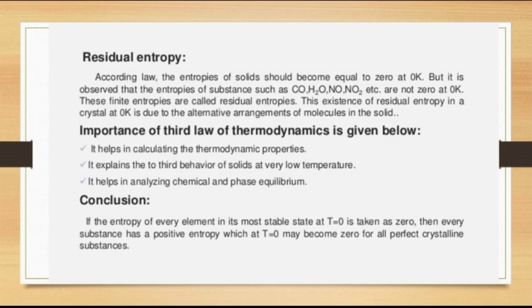then every substance has a positive entropy, which at T equal to 0 may become 0 for all perfect crystalline substances. It means we can conclude that for every element, the element should be in its stable state and the temperature will be 0. Then the entropy of such a substance will be equal to 0, and the entropy of the substance will be positive otherwise, and this is for all perfect crystalline substances.